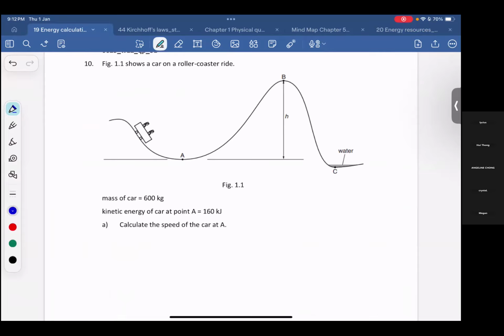Okay, can you calculate the speed of the car at A? The mass of the car is 600 kg. At point A, the kinetic energy is 160 kilojoules. So can you try?